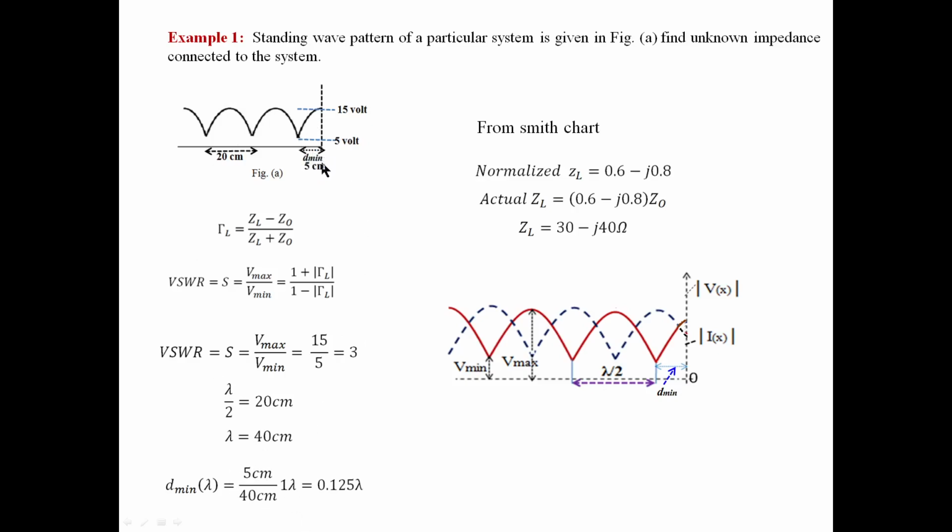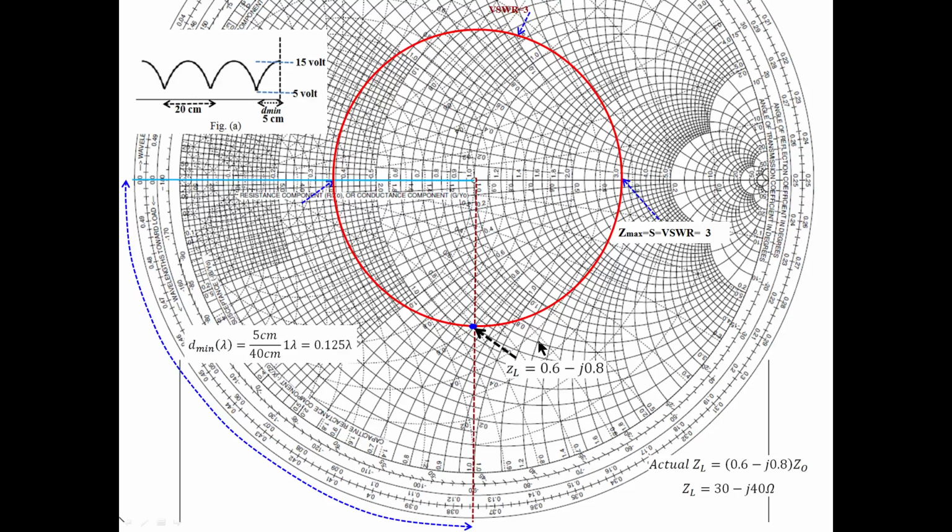To get the distance d minimum in terms of wavelength, we should divide this by one wavelength. First we find out the wavelength, 40 centimeters here. Divide this value by that value, and we will be getting this. Now from the minima you move towards the load. From this minima position, you move towards the load by 0.125 lambda. It is written somewhere, you see 0.12, 125 somewhere here. I have not done it here exactly, you please do that in your Smith chart. For 0.125 lambda, from here you draw a line passing to the center of the Smith chart.